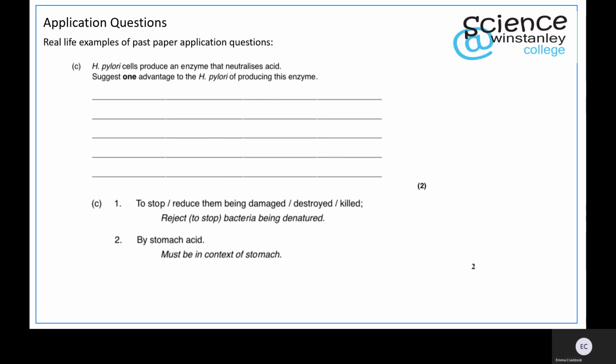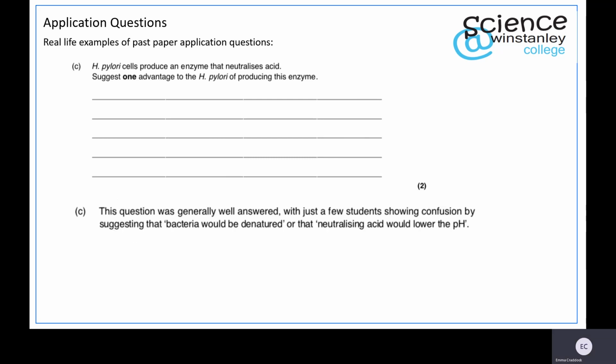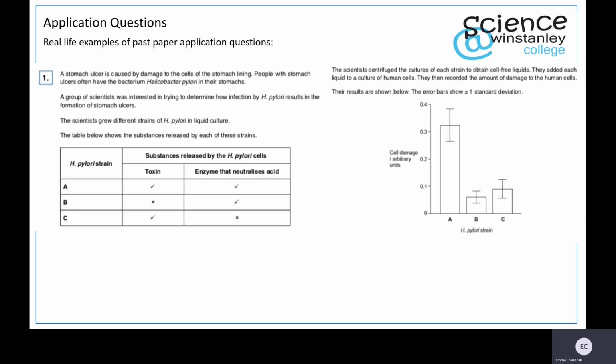Okay, so where do students go wrong? Well, it's generally good, but bacteria being denatured, it is not a protein. Proteins are denatured, bacteria are killed or destroyed. Or neutralizing acid would lower the pH. Remember, your pH scale gets higher the less acidic something is. Okay, so that's the wrong way around. So make sure you're happy with pH scales and things like that. Very basic science knowledge is always good to have.